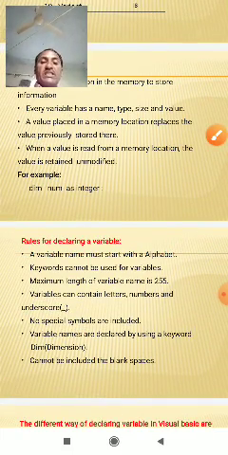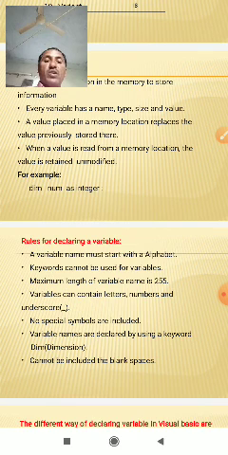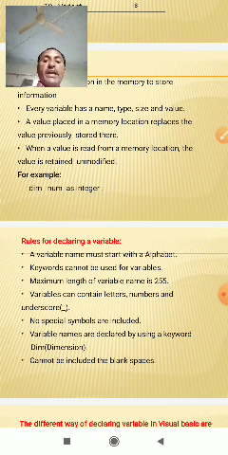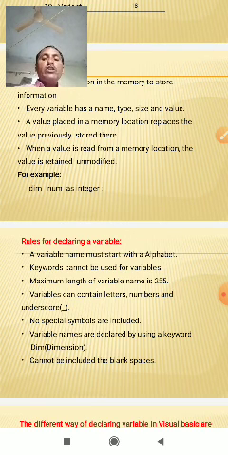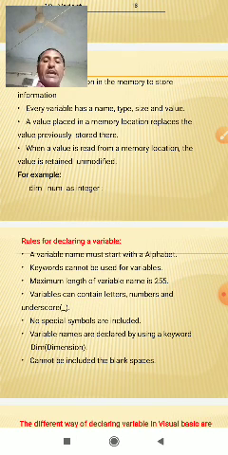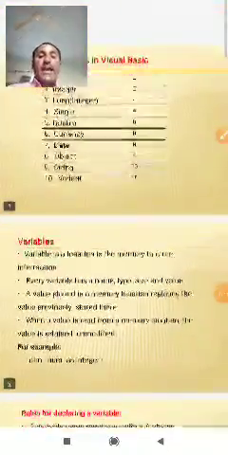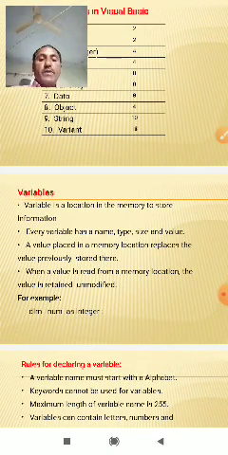Rules of declaration: a variable name must start with an alphabetic character. A keyword cannot be used for a variable. The maximum length of a variable name is 255. A variable can contain letters, numbers or underscores, with no special symbols. Variable names are declared using the keyword Dim and cannot include blank spaces. This is the Visual Basic data types and variables. The next topic will continue in the next class.